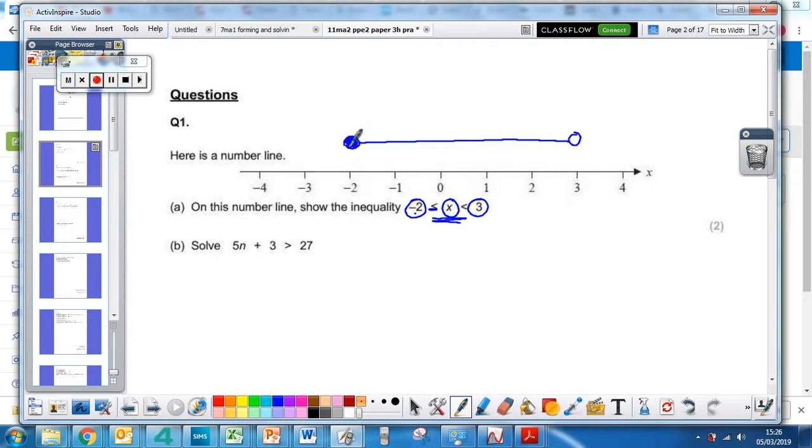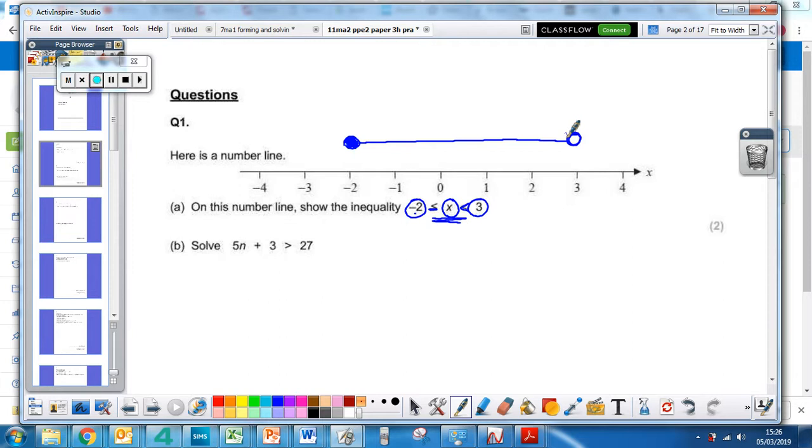At the other end, where it's 3, it says less than 3. It's not allowed to be 3, so this is left as an empty circle. Okay? If it's allowed to be equal to, it gets coloured in. If it's not allowed to be equal to, it's left empty. And that's an example of what that looks like. You'll see loads more on Maths Watch that I've set you to help you with different types of inequalities.